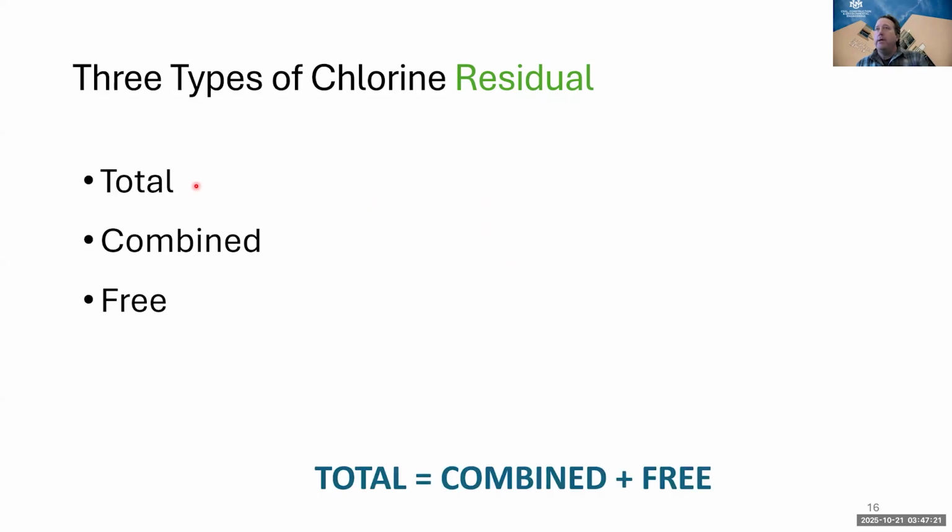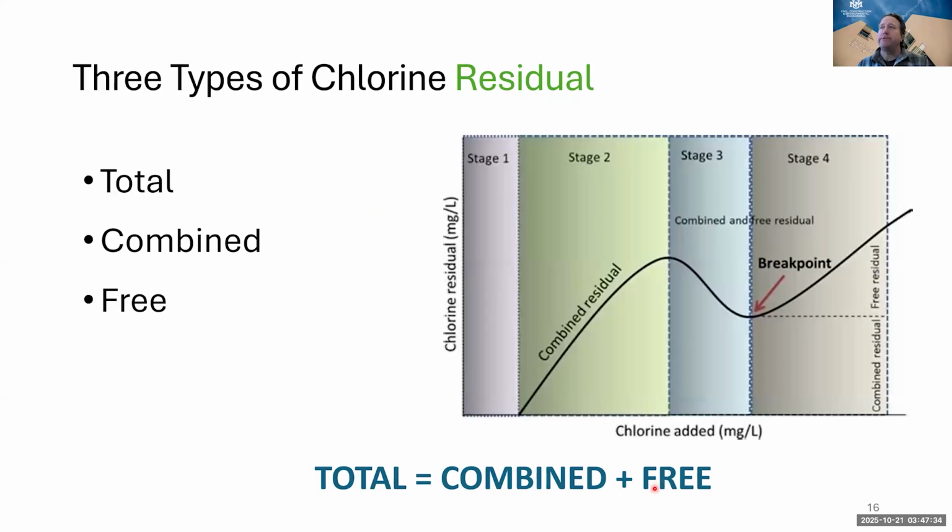So when we look at residual, total chlorine residual is always equal to combined residual plus free chlorine residual. Okay, so there's a relationship between all three of those. And so when we look at that relationship on the breakpoint curve, let's say over here on this axis, this is the total residual that we are measuring. Okay, and so when we look at that, and we look at where it comes in over here, we can see that that total residual is a combination of our combined chlorine residual and our free chlorine residual.